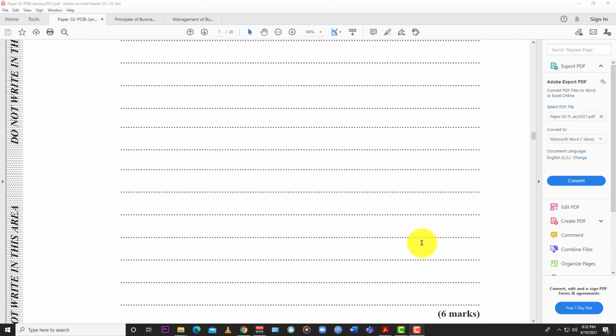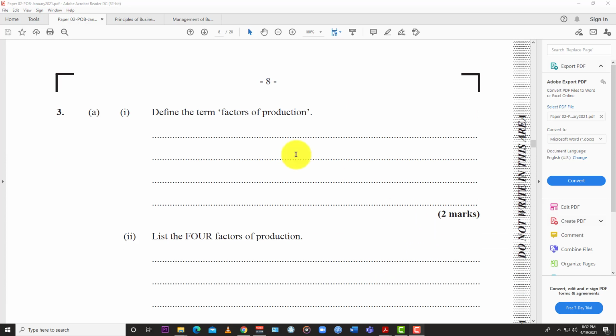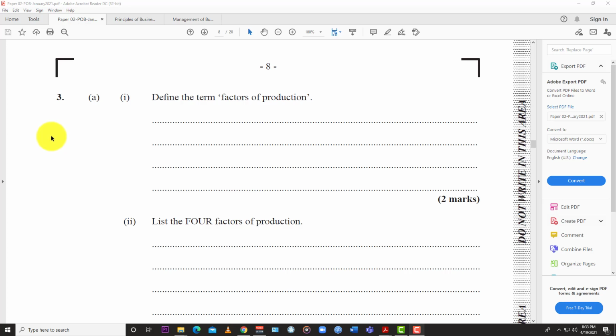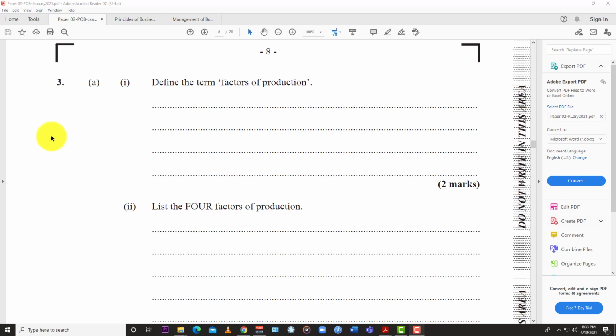Alright, so number 3, this is on production. Define the term factors of production. A very simple, straightforward definition, 2 marks.